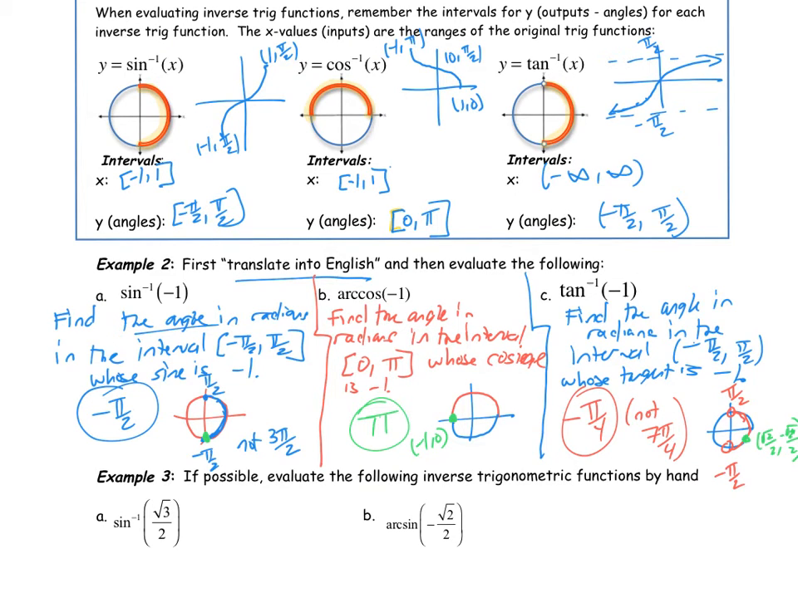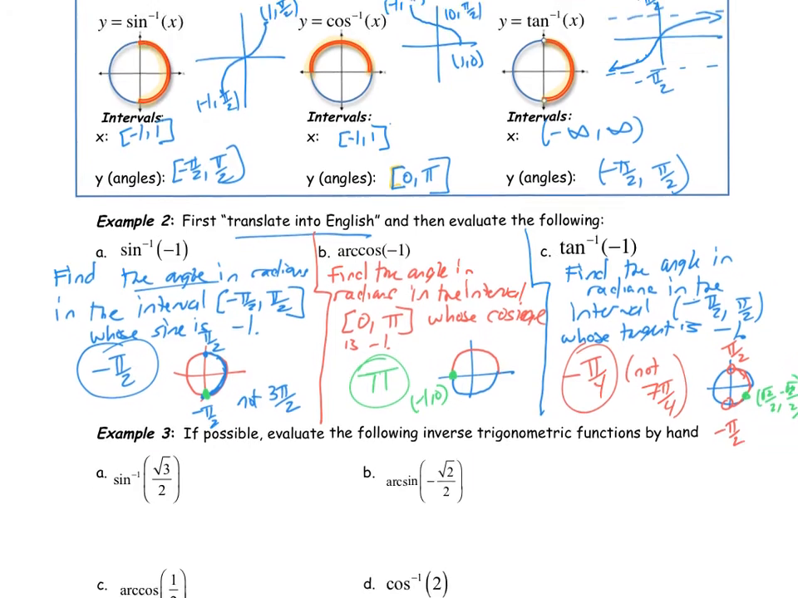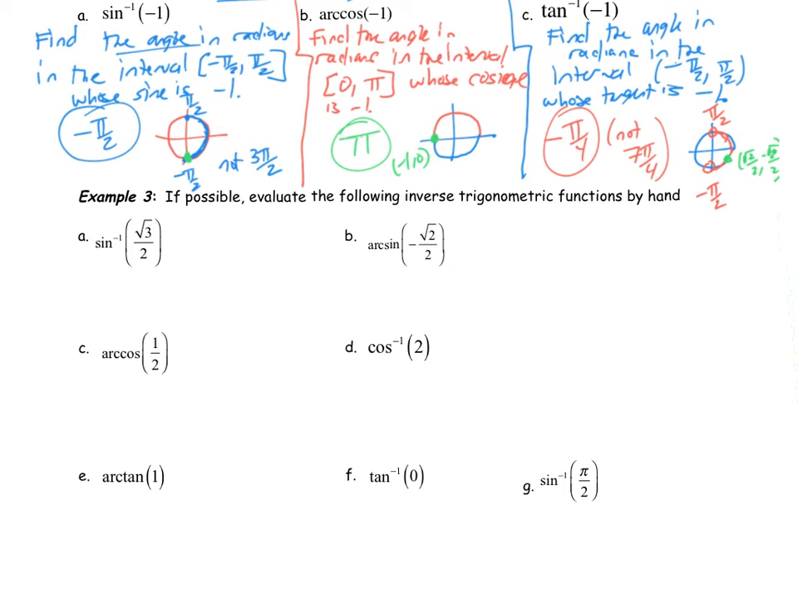Okay, now we're going to go ahead and evaluate some inverse trig functions. So sine inverse of rad 3 over 2. So we're going to find this one. So I'm going to make my unit circle. I need to find the angle on the right half of the unit circle, including the endpoints, whose sine is rad 3 over 2. That means the y value is rad 3 over 2.